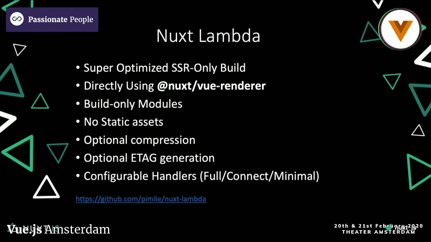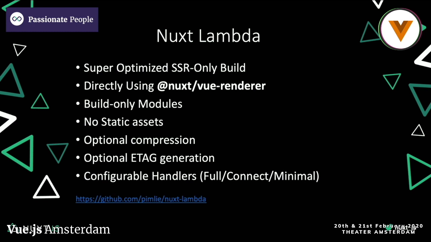One other thing that Pim, one of our other core team members, is working on is Nuxt Lambda, which is a really great idea. We were all surprised by it. The base idea is to create a super optimized SSR-only build. We already made the refactors to separate the renderer. So his idea was, why not directly use the renderer module for Lambdas? Because usually serverless environments provide the higher level things like compression or saving static assets. So for the cold start time, it doesn't make sense to bootstrap everything or bring everything into memory. So we can directly use the Nuxt Vue Renderer.